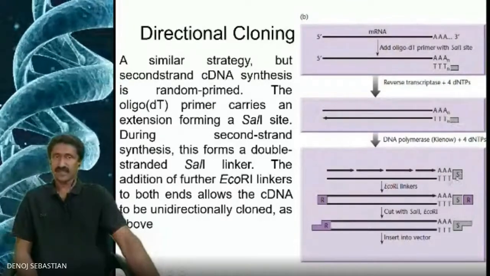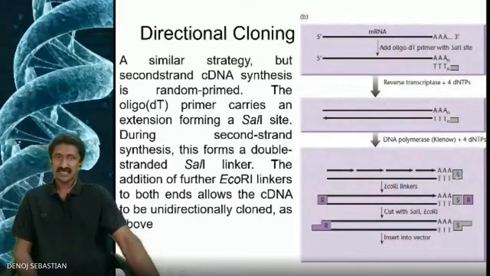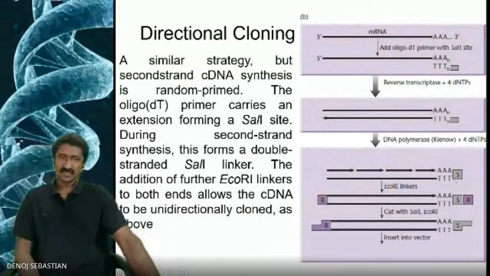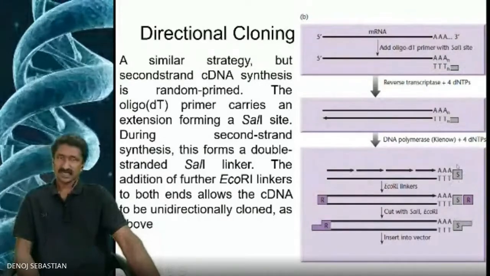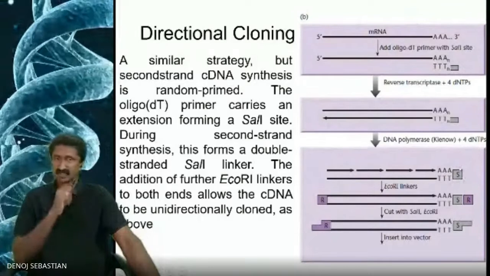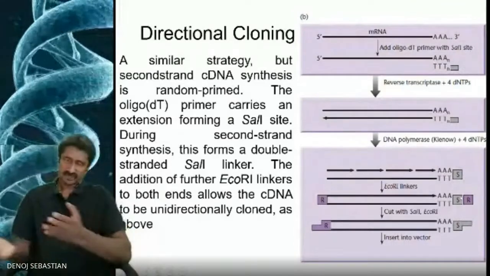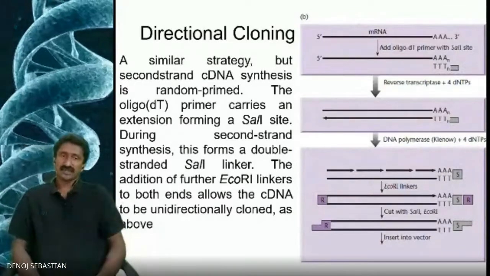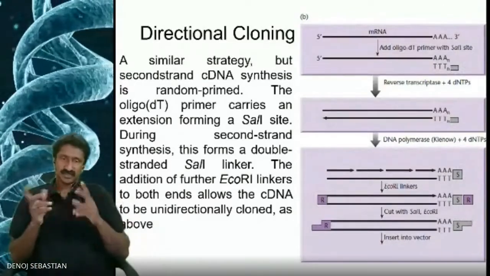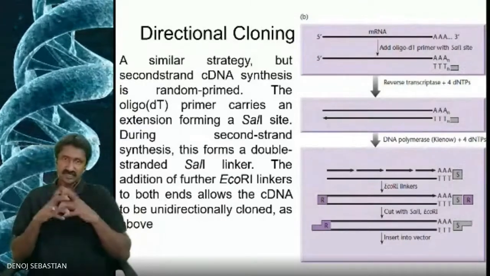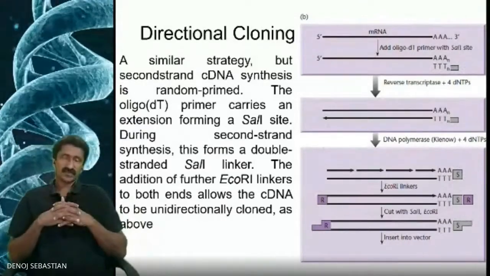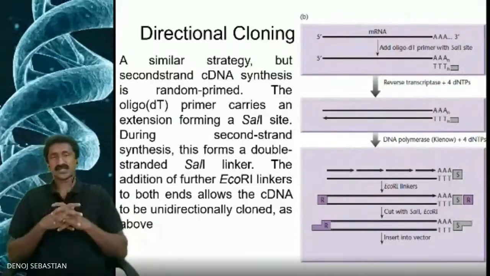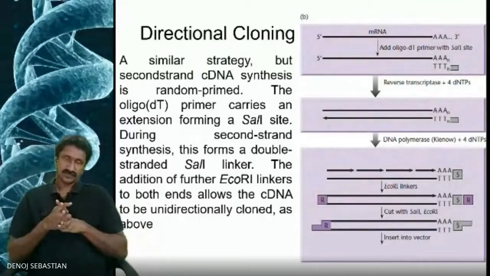And after the complete cDNA synthesis, since the primer is attached with the SalI site, we have the SalI site attached on one end. Then the second step, just like that of the previous example, you can use the EcoR1 linker on both ends, then cleave it with SalI and EcoR1, and the construct will have two ends with the two different restriction enzymes. That is also another method of creation of such directional cloning products with two different restriction sites attached at two ends.